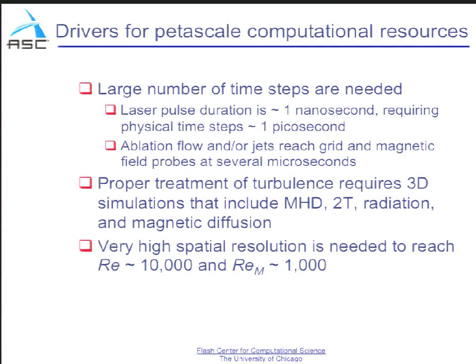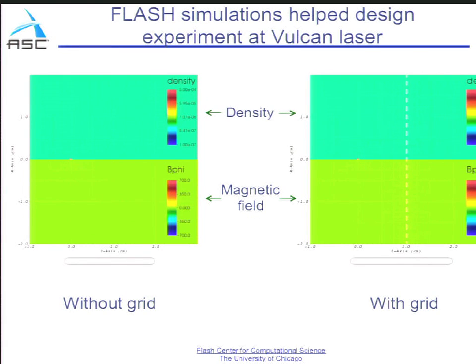We hooked up with them soon after that and have been using the FLASH code to help understand those experiments which were already done, but even more to help design new experiments to try to meet these challenges of understanding not just the generation, but the amplification of these fields by turbulence. What we came up with at the Flash Center was the idea of putting a grid in the domain between the target and the three-axis little coils that measure the three components of the magnetic field.